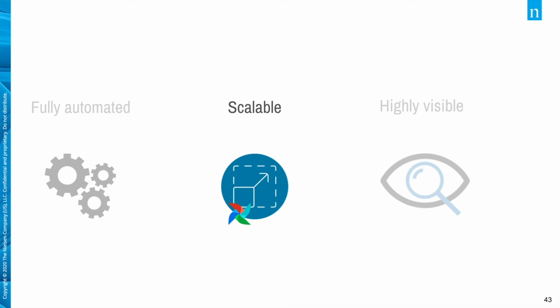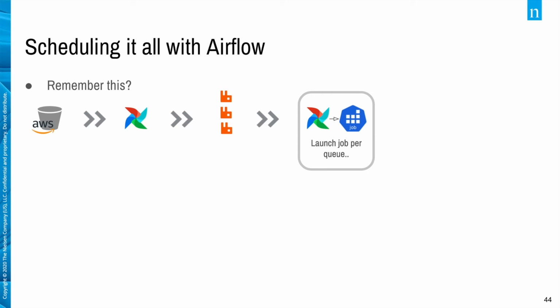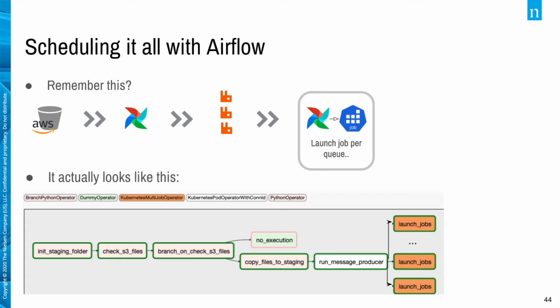Okay, now let's talk about scalability from the point of view of Airflow. So if you recall, our pipeline was built out of dropping a configuration file into a bucket, Airflow triggering, population of queues, and launching one job per queue. Let's translate it to Airflow. It looks something like this. We can see the parallel operators with the steps of the scheme in the first bullet.